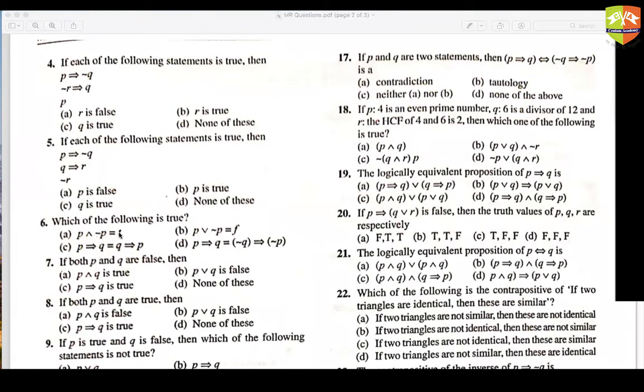Equal means it is a tautology. P and true and false, no. Is this a tautology? Sir, C. No, sir. What about this? P, no, sir. It cannot be a tautology. C, is it a tautology? P implies Q is equal. No, not P. D, sorry, D. D is correct.